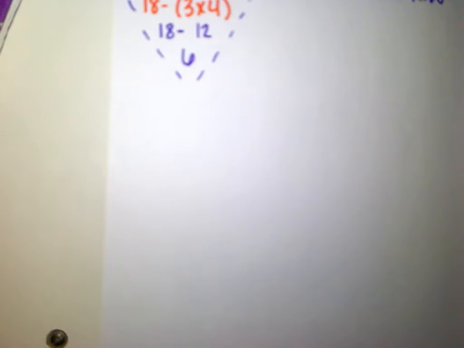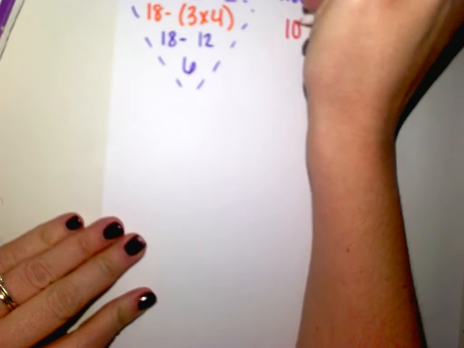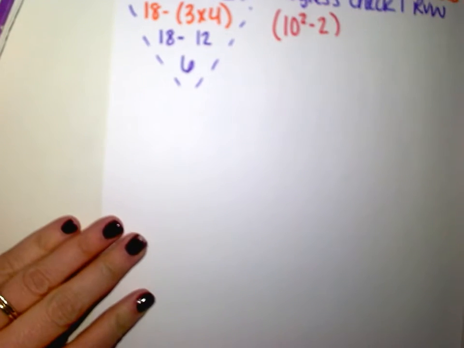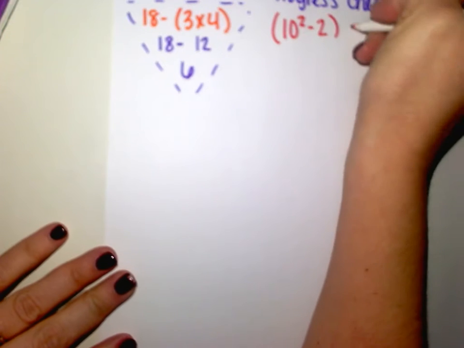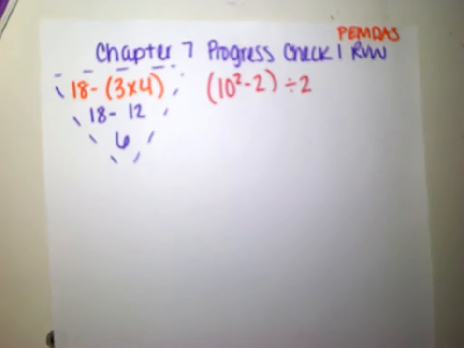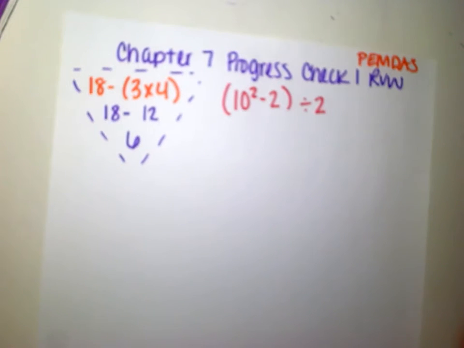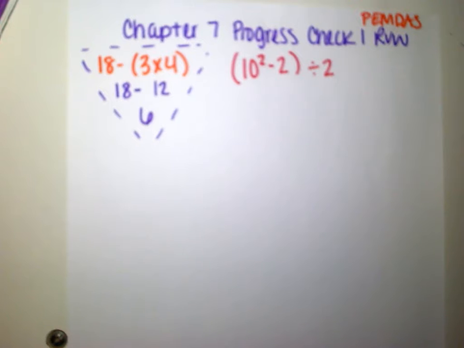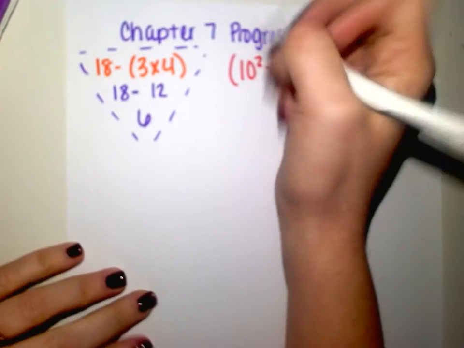Okay, let's try the next one. I have an exponent here, 10 squared minus 2 in parentheses, and then divided by 2. All right, so according to PEMDAS, the order of operations, what am I going to solve first here? The very first thing I'm going to do. And remember, I want you to do one thing at a time. Daniela? Exactly, I'm going to do the exponent. So what is 10 squared, Daniela?